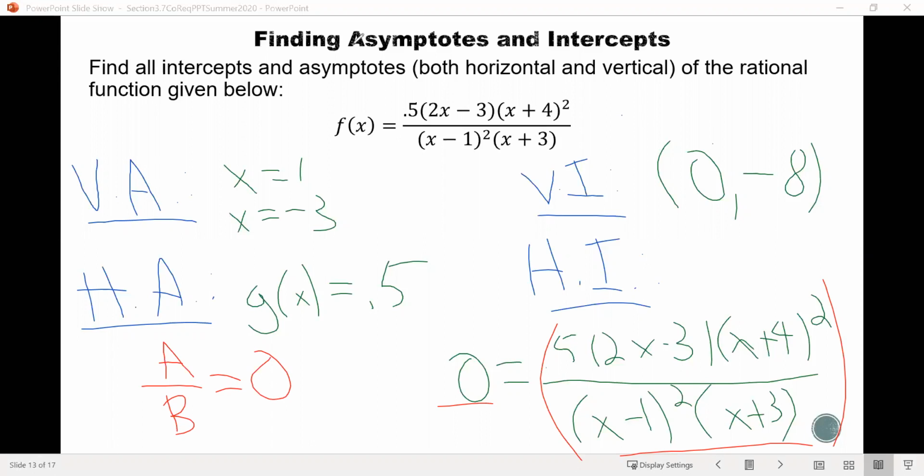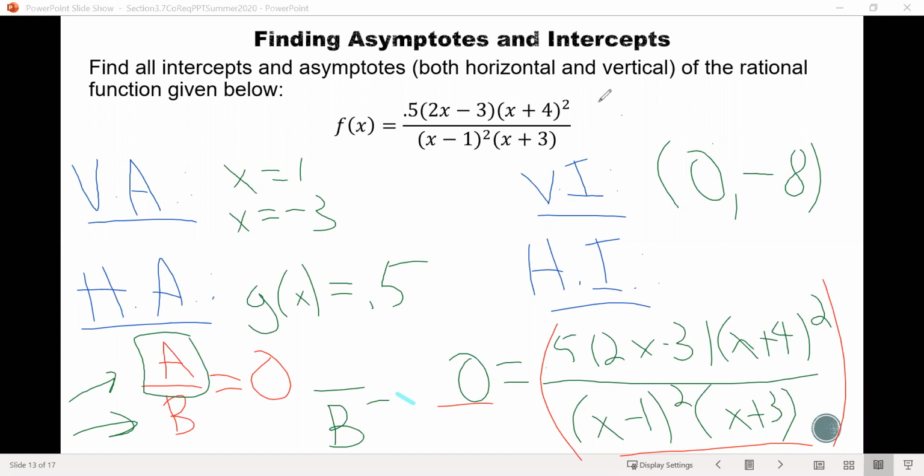Thinking about what we know about fractions, a fraction can only be equal to 0 if the numerator of the fraction is equal to 0. It doesn't matter what's in the denominator, although we can't have 0 in the denominator. If we have 0 over anything, that's going to be 0.